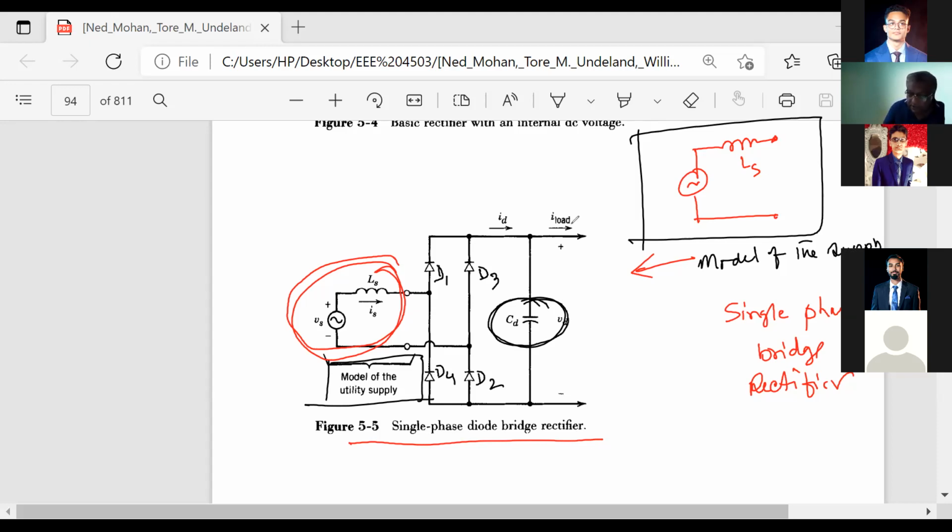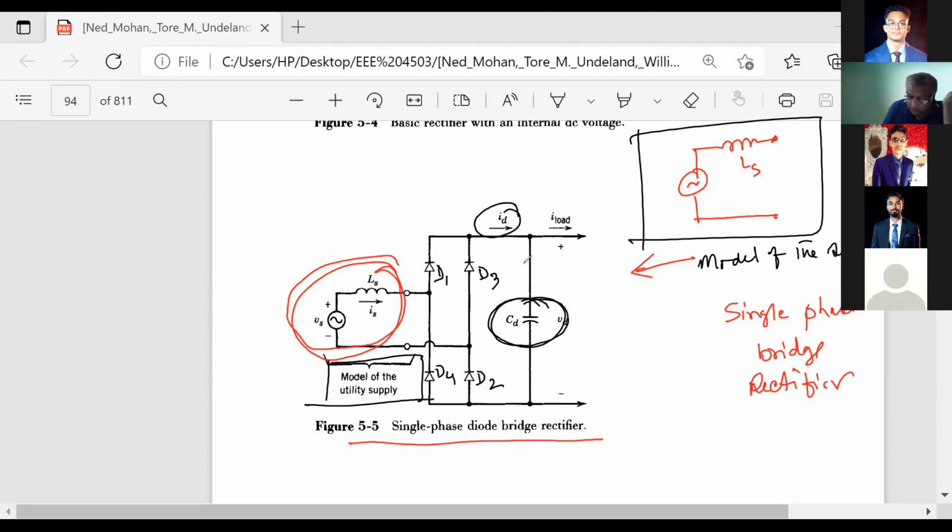Right? And look here, this is the current. They're mentioning that this is your rectifier current ID, and all the ripple is supposed to go there, and the DC current should go to the load current. So this is the general model, and you should know this.